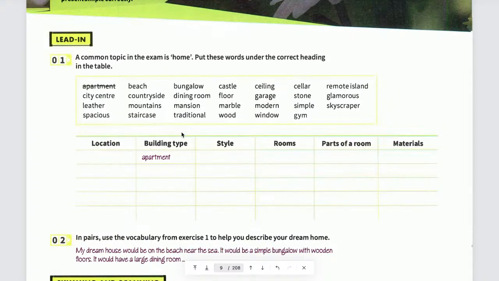Lead in. Exercise 1. TOEIC, read that. Yes, a common topic in the exam is home. It's very common. Even in speaking or writing, you will see this a lot. Put these words under the correct heading in the table. So we have all the words here, and we have some headings here: location, building type, style, rooms, parts of a room, materials. So you need to fill in all the words here. Very easy, right? Do it fast.